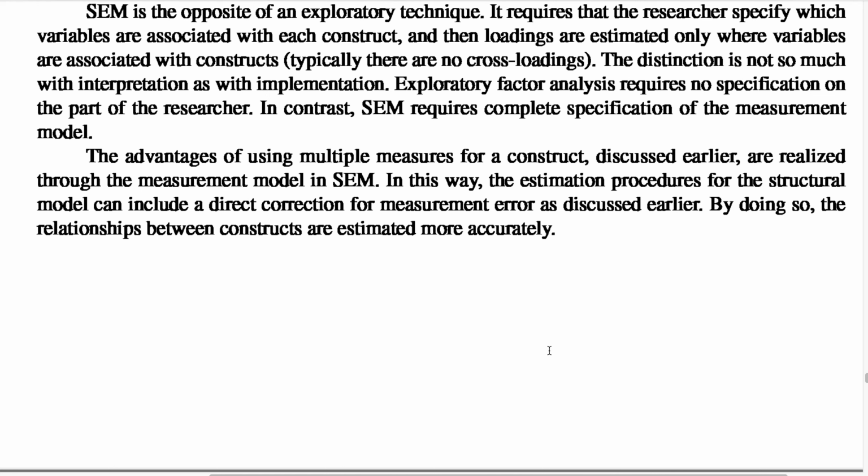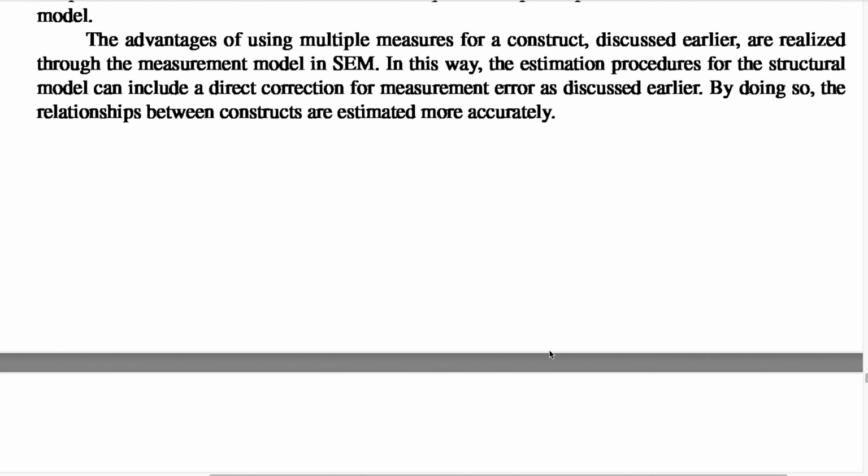The advantages of using multiple measures for the construct discussed earlier are realized through the measurement model of structural equation modeling. In this way, the estimation procedure for the structural model can include a direct correction for measurement error, as discussed earlier. By doing so, the relationships between the constructs are estimated more accurately.